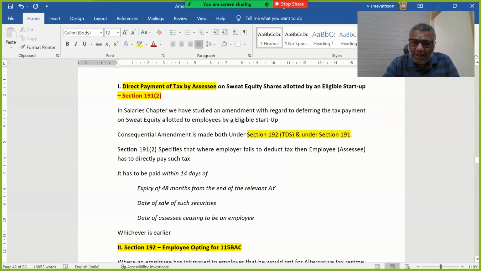In section 191, it is specified where the employer failed to deduct tax. Okay, this is applicable where the employer has failed to deduct tax, then the employee has to pay it. Okay, remember, the employer has failed to deduct tax. Failed means not intentionally. It can also be that he does not have the funds. Okay, then the employee has to directly pay such tax in the same way. So 191, 192, section 17 all speak about the same. Okay, in the case of 191, it is if 192 fails. That's why I first took 192. Okay, where the employer is unable to deduct, the employee is liable to pay the tax.